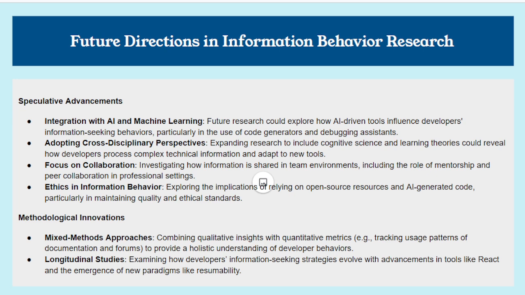Adopting cross-disciplinary perspectives. So expanding research to include cognitive science and learning theories could reveal how developers process complex technical information and adapt to new tools. A focus on collaboration. So investigating how information is shared in team environments, including the role of mentorship and peer collaboration in professional settings. Ethics and information behavior. So exploring the implications of relying on open source resources like AI generated code, particularly in maintaining quality and ethical standards.